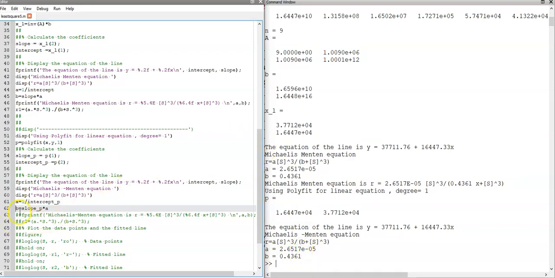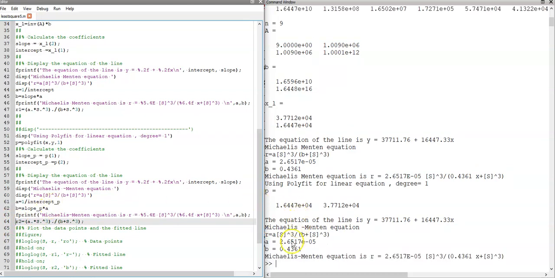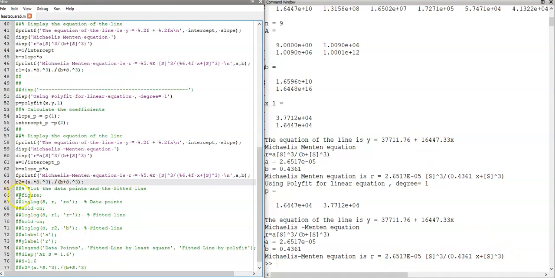Now by using polyfit we can also get that R equation, and we also get the R data. So a is already 2.6517, so the Michaelis Menten equation is R is equal to the same thing. Now we can plot all this.